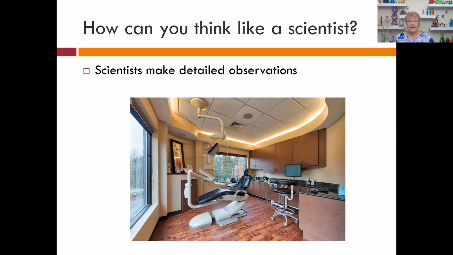Now that's using a different sense. Until that one, you were using the sense of sight. But remember, observation involves all of your senses. So you would observe the feeling of the seat, the kind of fabric that it's made of, and you would use your sense of touch. You would use your sense of sight, hearing for the noise.